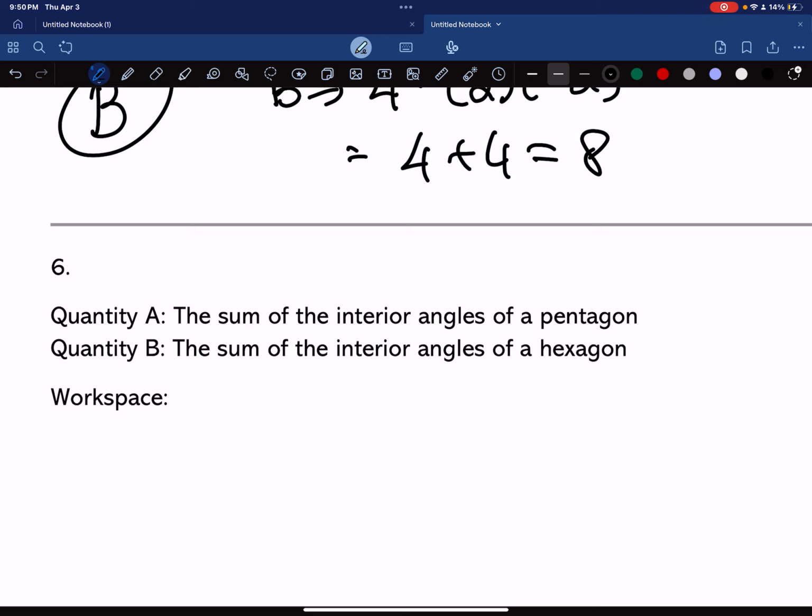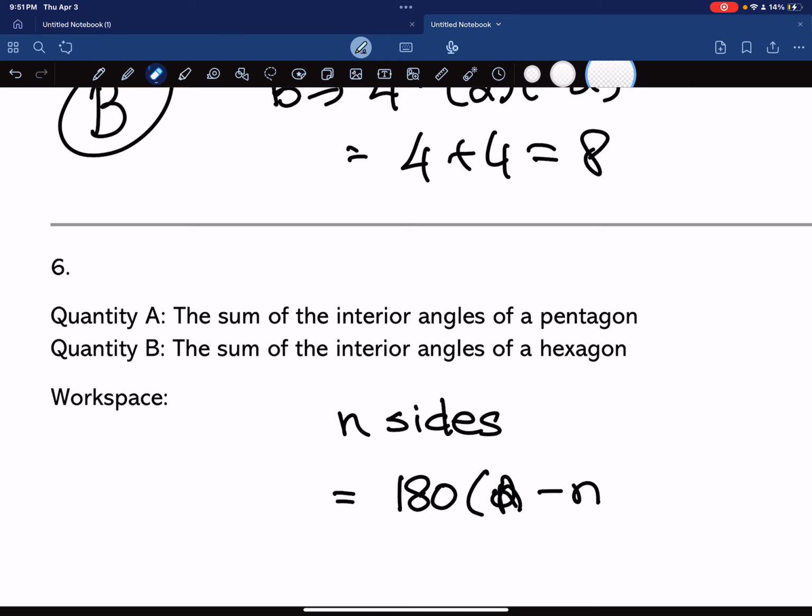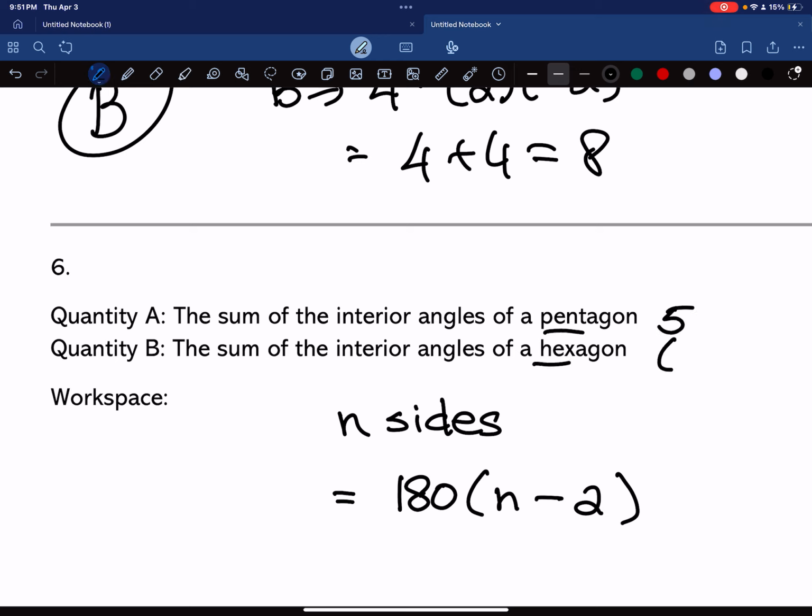Yeah, so the formula to find the sum of interior angles of a polygon with n sides is 180 times n minus 2. My bad, I'm going to fix that. 180 times (n minus 2). And so for here, a pentagon is a 5-sided shape and a hexagon is a 6-sided shape.